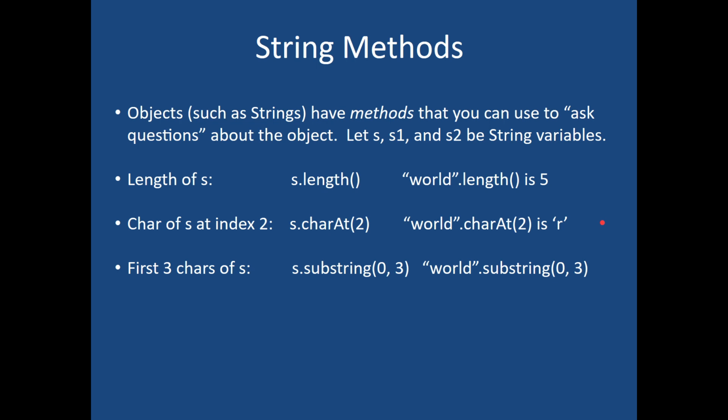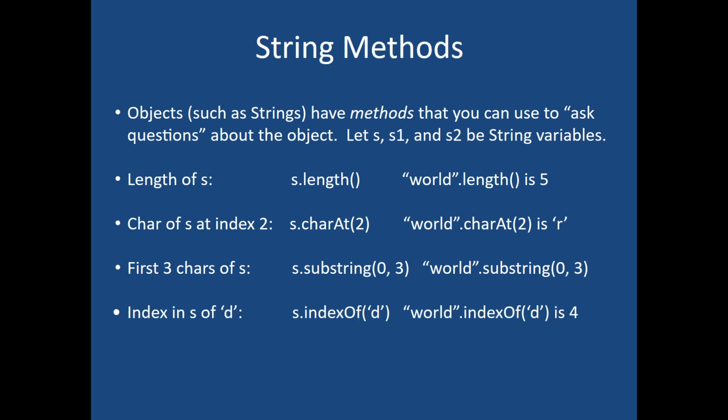You can take a substring. You can say, give me the first three characters of S. What this means is you're saying, give me a substring of world that begins at index 0 and goes on for 3 characters. So you get back WOR. That's another thing you can ask a string to do for you.